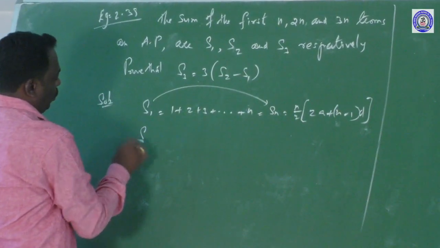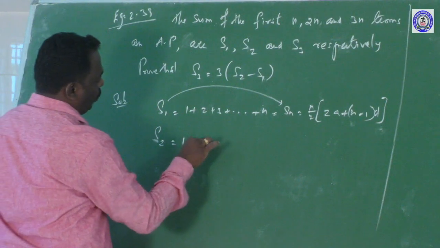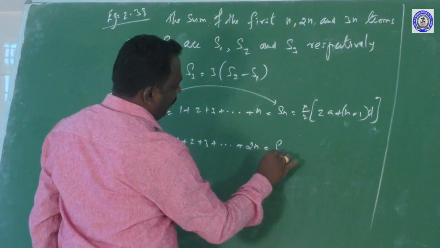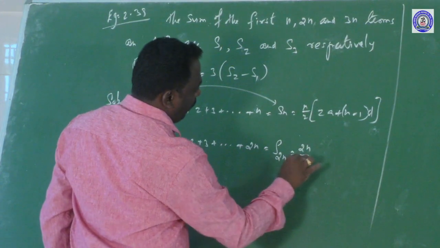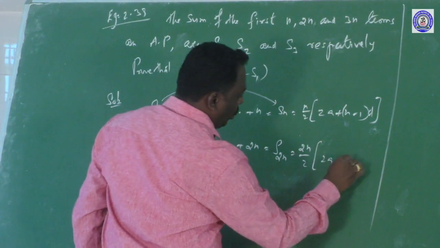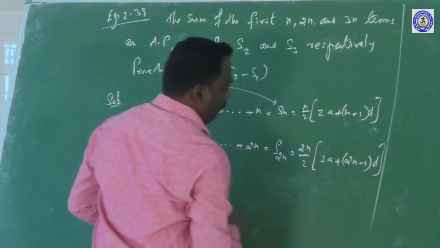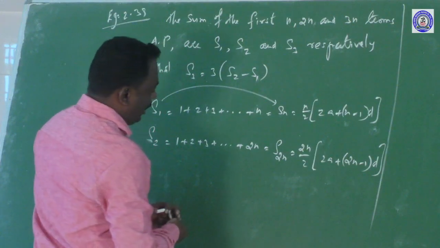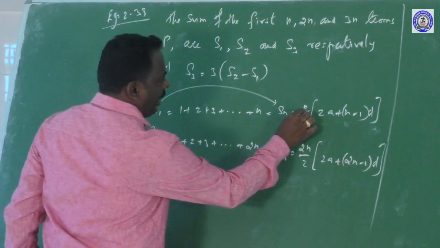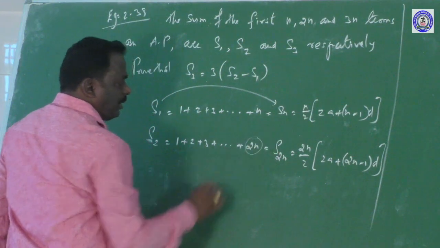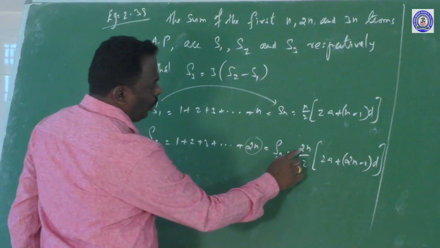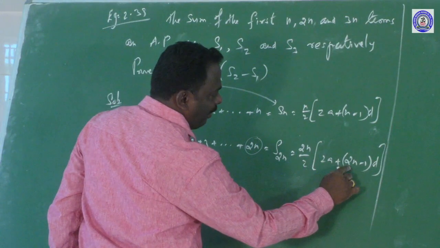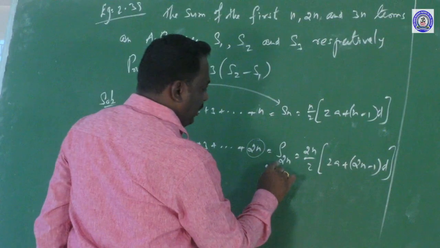Now the second one, S2, is defined as 1 plus 2 plus 3 plus etc., plus 2n terms. That is the sum of 2n terms, equal to 2n by 2 within the bracket 2a plus 2n minus 1 into d. Here the number of terms was n, but now the sum is of 2n terms. Therefore, instead of n we replace 2n: 2n by 2 into 2a plus 2n minus 1 into d.